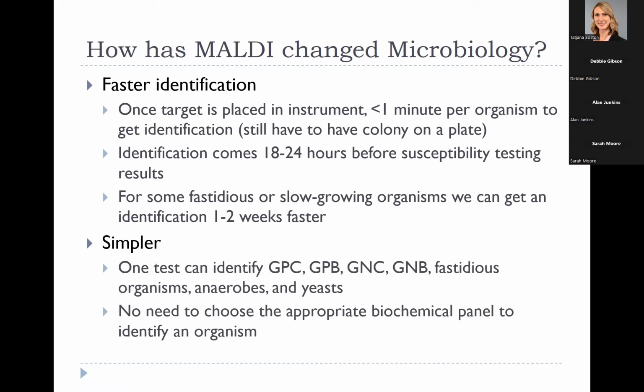It's simpler for us too, because we have this one thing that can identify all these different kinds of bacteria, fastidious organisms, anaerobes, yeast, all of these at one time. When we get a culture, we would usually have to gram stain the bug off the plate first to figure out what kind of bug it was, so we know which biochemical panel to use. Do I use the panel that works for yeast, or the panel that works for gram-negative rods, or the panel that works for fastidious organisms?